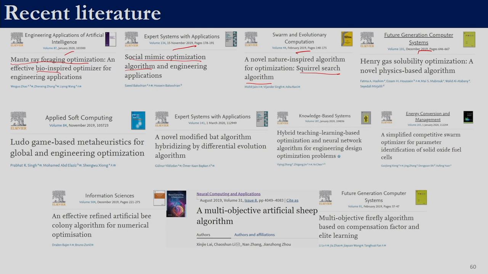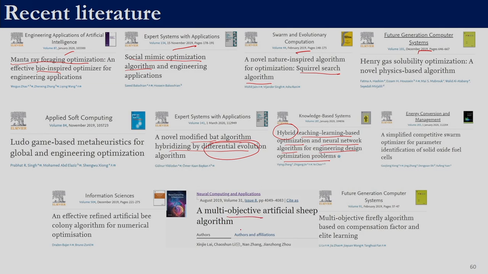And then there are algorithms which are modified often, right? For example, the BAT algorithm already exists. So this paper proposes hybridizing the BAT algorithm with differential evolution. We'll be looking into differential evolution as part of this course, right? We'll also be looking into teaching learning based optimization, right? Over here in this work, they have hybridized it with a neural network for an engineering design optimization problem.